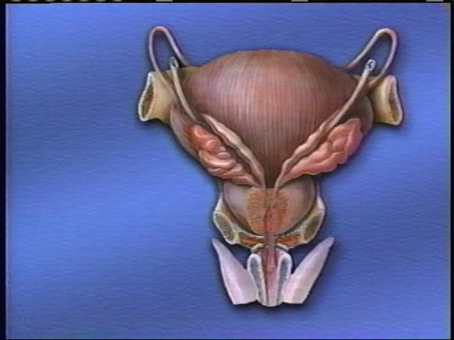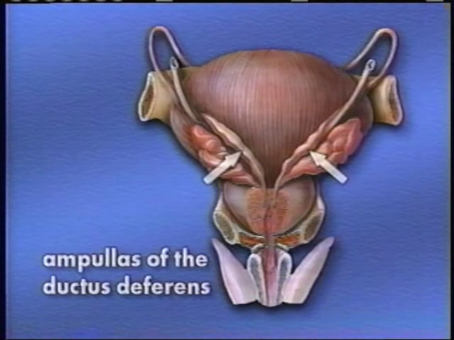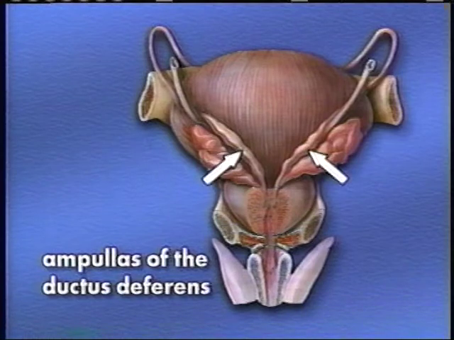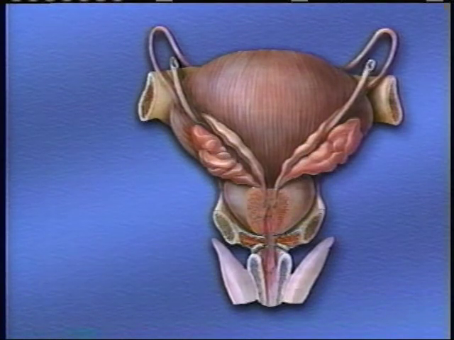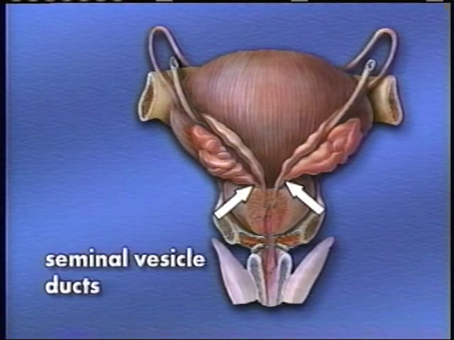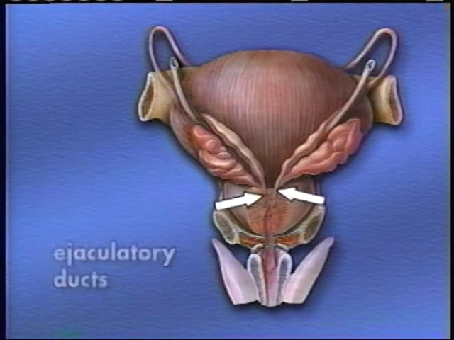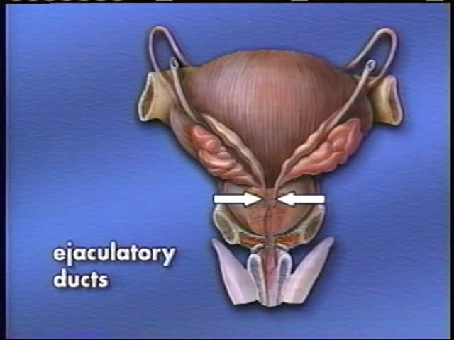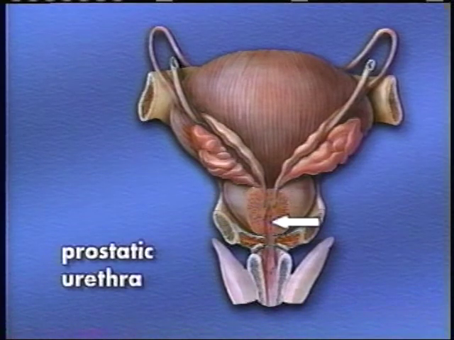In this illustration of the posterior aspect of the bladder, we will first identify the ampulla of each ductus deferens. The union of the ampullas and the ducts of the seminal vesicles form the ejaculatory ducts. 2 ejaculatory ducts, one from each side, open into the prostatic portion of the urethra.